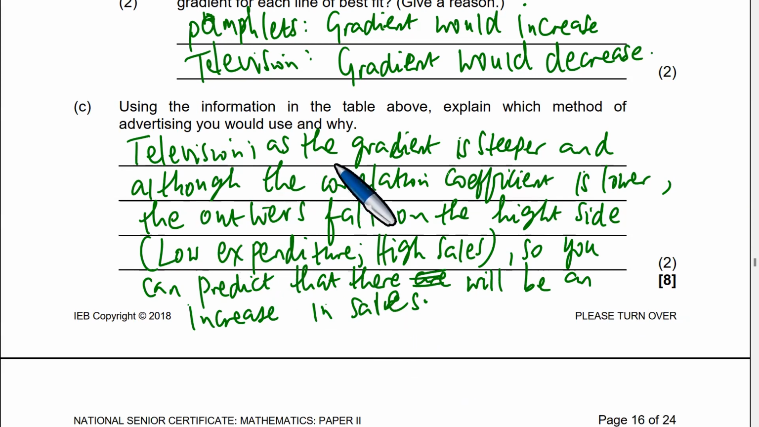We would choose the television as the gradient is steeper. There's a steeper gradient, and although the correlation coefficient is lower, the outliers fall on the higher side. Low expenditure, high sales. So you can predict that there will be an increase in the sales. Because of the high sales, we'll choose television.